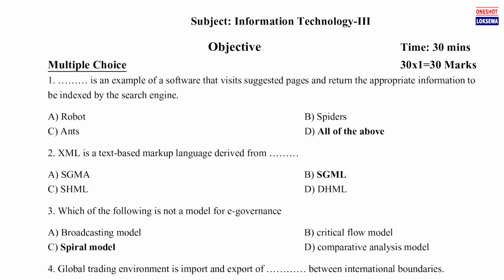2. XML is a text-based markup language derived from A. SGMA. B. SGML. C. SHML. D. DHML. 3. Which of the following is not a model for e-governance? A. Broadcasting model. B. Critical flow model. C. Spiral model. D. Comparative analysis model.